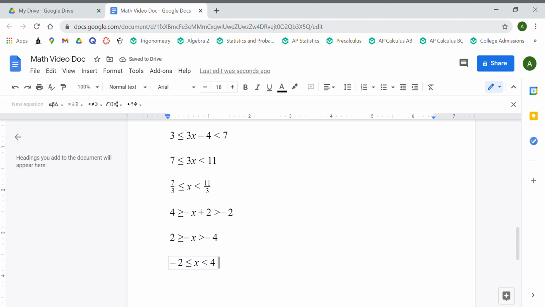So anyways, here's our solution here. Pretty weird looking inequality, huh? Really, it's not. It's pretty much the exact same inequalities that we've been trying to solve since the beginning of this game. Now I'm going to show you my graph. Negative 2 is less than or equal to x, less than 4. So let's try it.